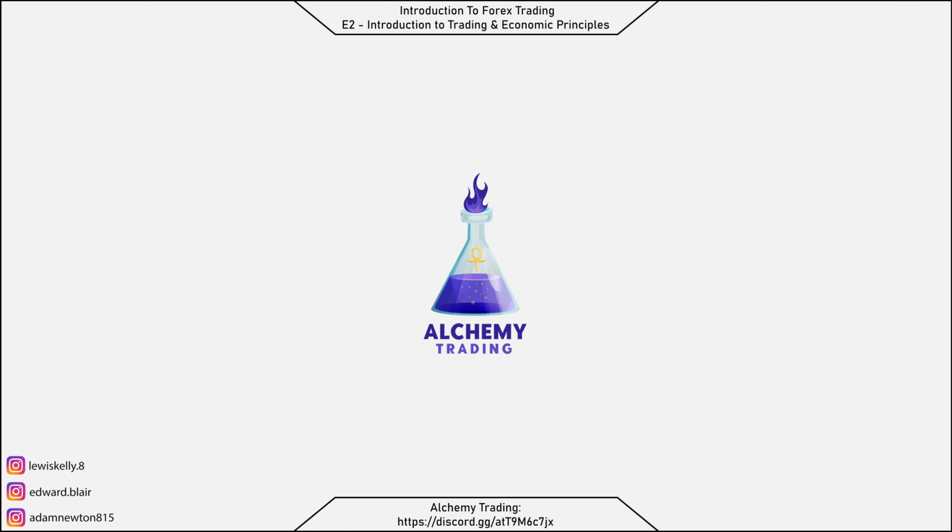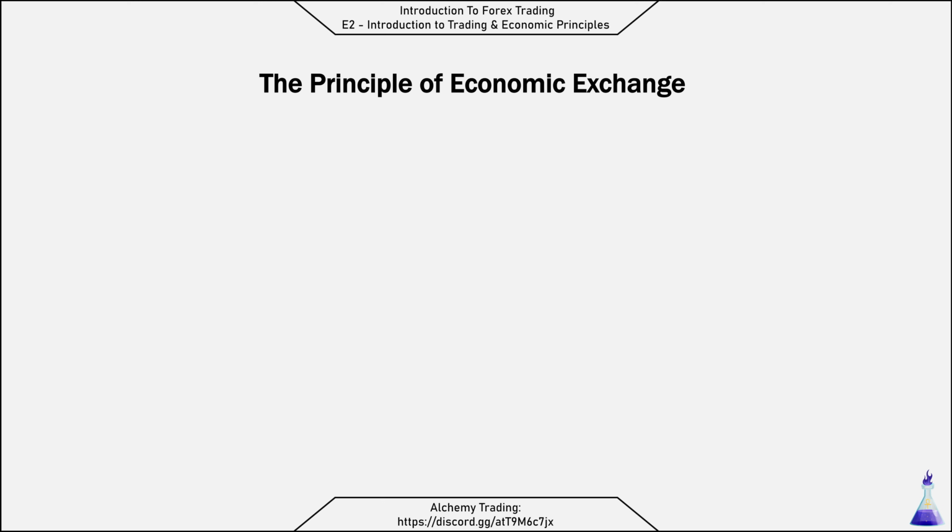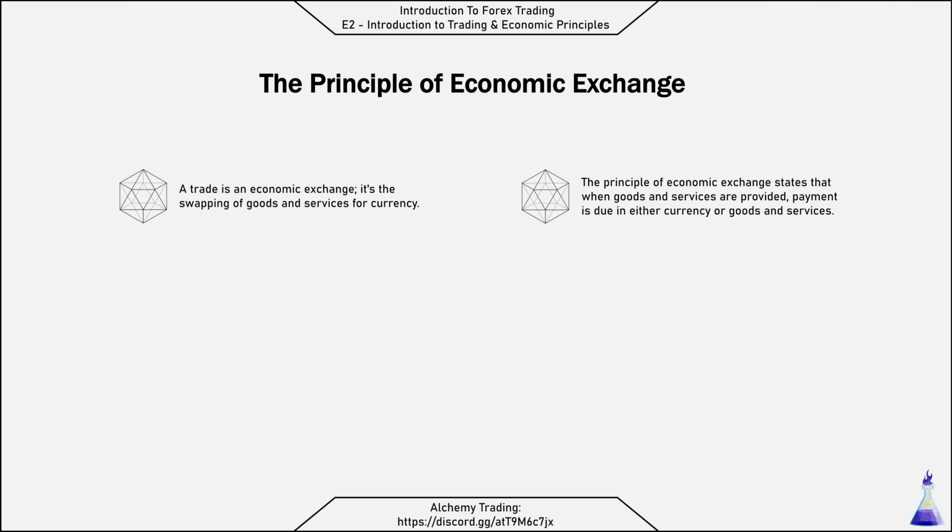and let's get started. To get started with this lesson, I'm going to explain exactly what a trade is from a very fundamental level. A trade is an economic exchange. It's the swapping of goods and services for currency. The principle of economic exchange states that when goods and services are provided, payment is due either in the form of currency or other goods and services. Typically, people will prefer the currency option because it's just more efficient.